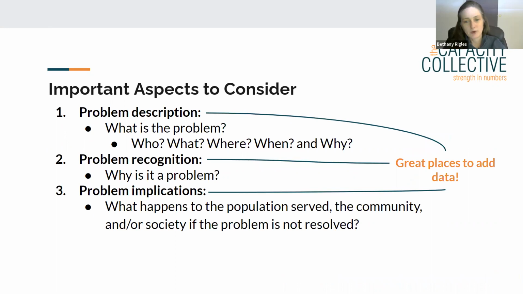There are 6 really important aspects to consider when you're writing a grant proposal, the first 3 of which are great places to add your data. The first being describing the problem. We already touched on this, but again, it's that who, what, where, when, and why. You also want to talk about why the problem you're suggesting is a problem is actually a problem. And then what will happen to the population served, the community, or society in general if this problem is not resolved.